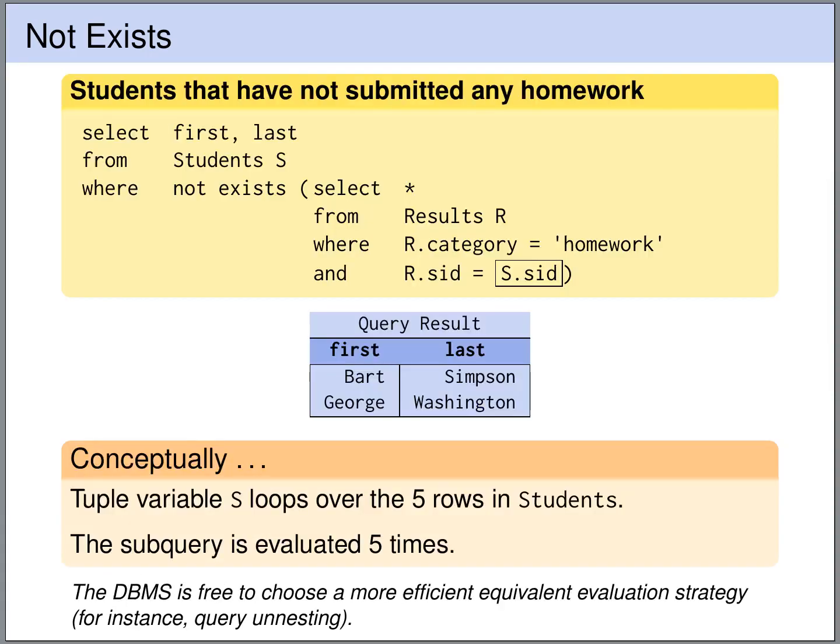Let's have a look at this query in a bit more detail. This tuple variable s will loop over the 5 rows in the students table. And conceptually, the subquery here will be evaluated each time. So it will be evaluated 5 times. Of course, the database management system may choose a more efficient evaluation strategy. But the outcome of this strategy should be the same as if the subquery would be evaluated each time.